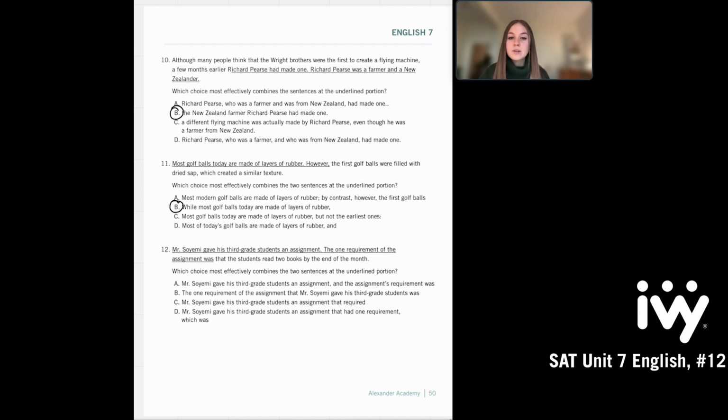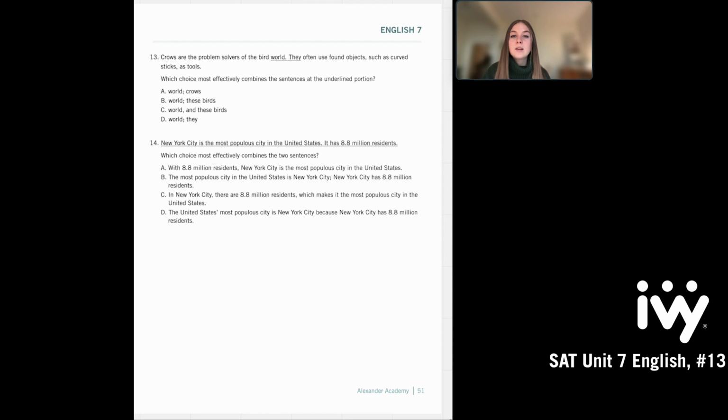Number 12. Mr. Soyemi gave his third grade students an assignment. The one requirement of the assignment was that the students read 2 books by the end of the month. Which choice most effectively combines the 2 sentences at the underlined portion? Answer choice C here, Mr. Soyemi gave his third grade students an assignment that required that the students read 2 books, effectively combines those 2 sentences while reducing the number of extraneous words in the 2 sentences.